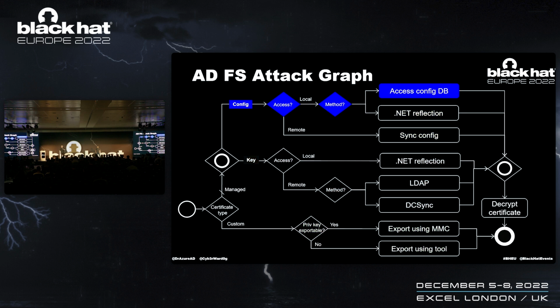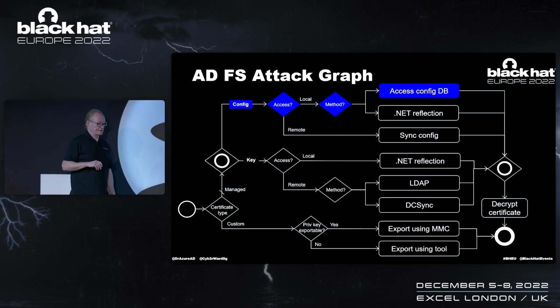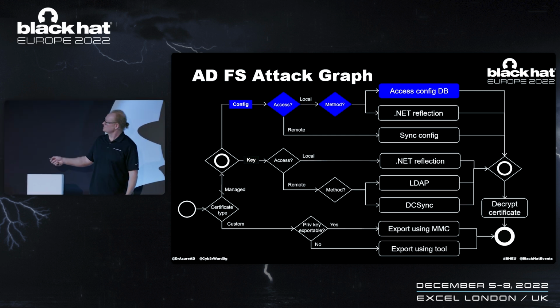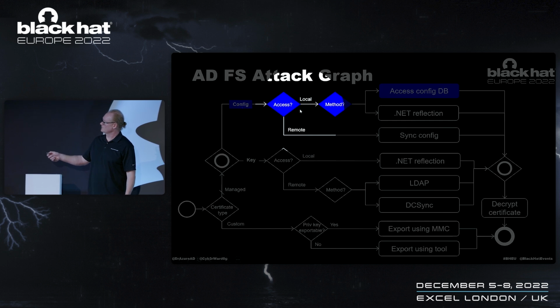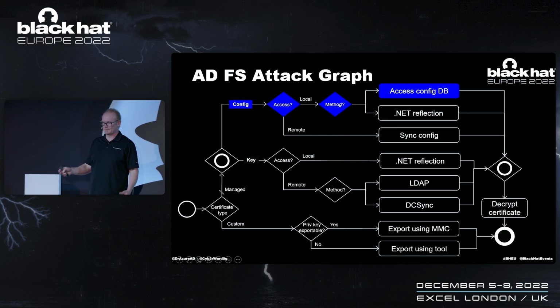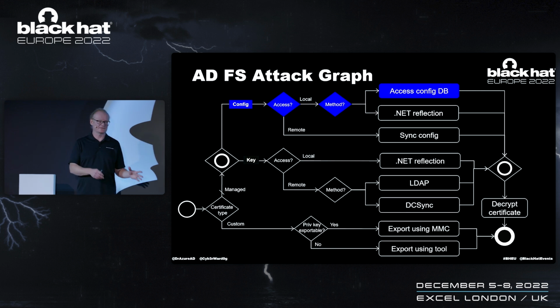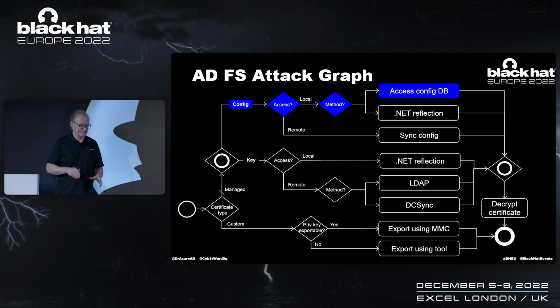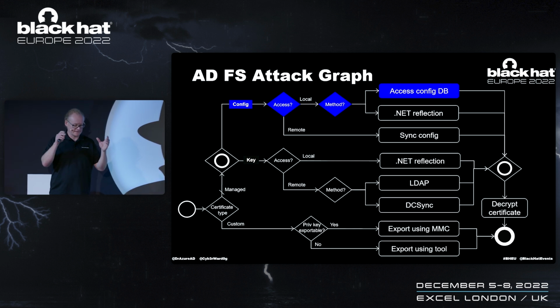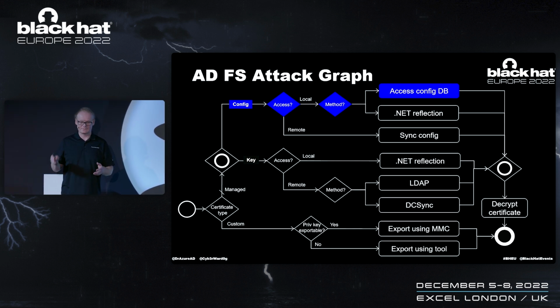So let's see. Let's start with accessing the configuration database. That was part of the original ADFS dump. We're going to start with local, and we have a couple of different methods. By local, I mean that you need to compromise that ADFS server. Accessing the configuration database simply means that when you have compromised that computer, you're accessing the database, which is usually a local database.